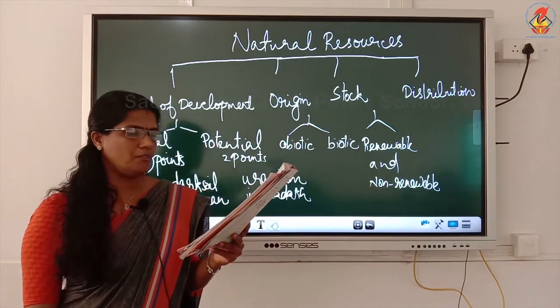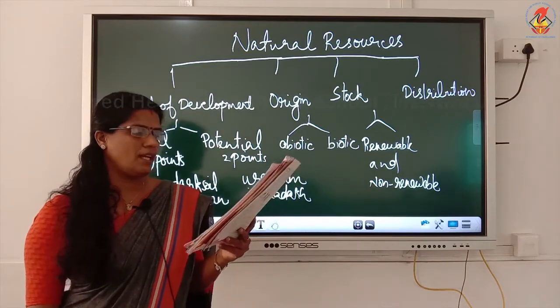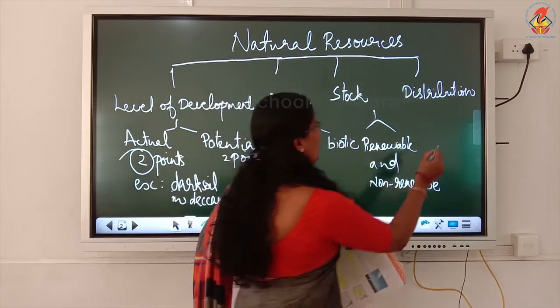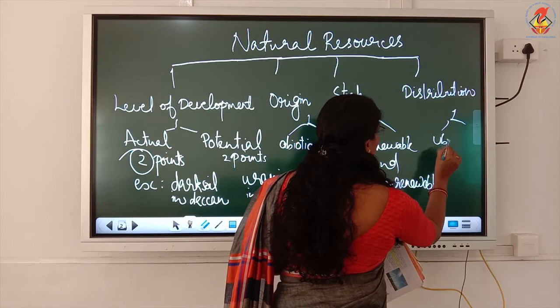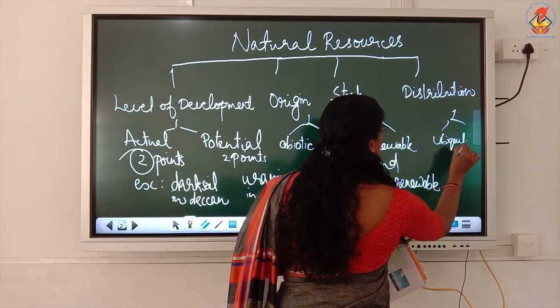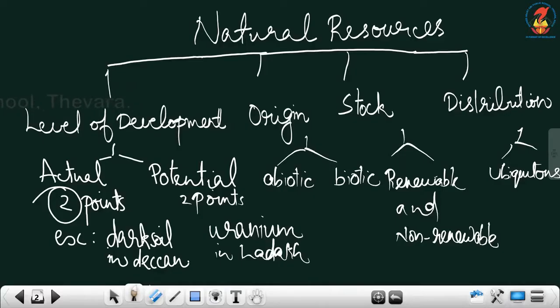Now, on the basis of distribution, resources can be classified into ubiquitous or localized. Ubiquitous are those resources which are present everywhere. For example, the air we breathe and sunlight, all these are ubiquitous resources.